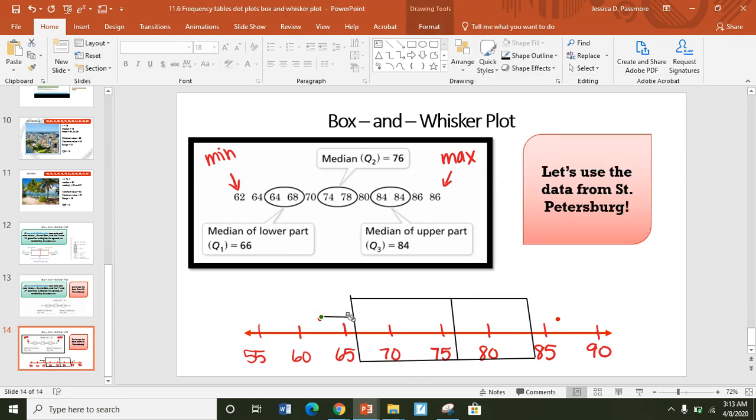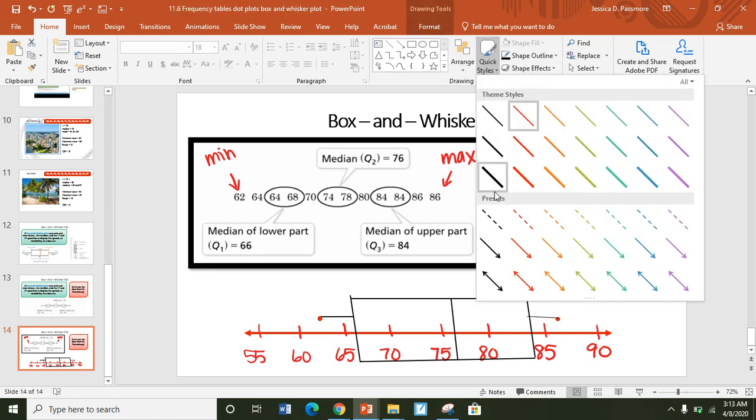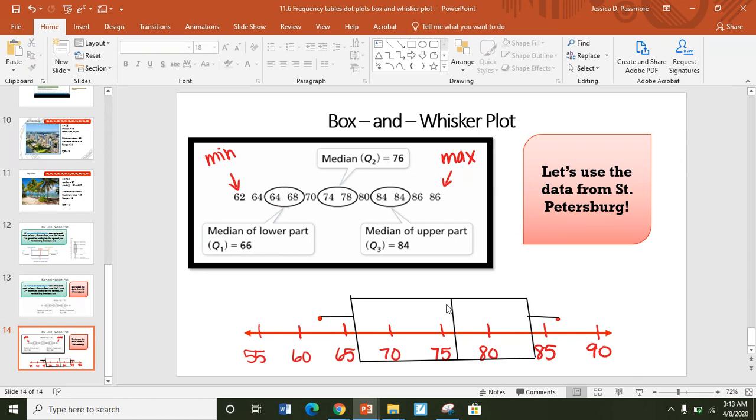Voila. Let me extend this one over here, and then connect to my box. Voila. So here's a really rough drawing of a box and whisker plot, right?